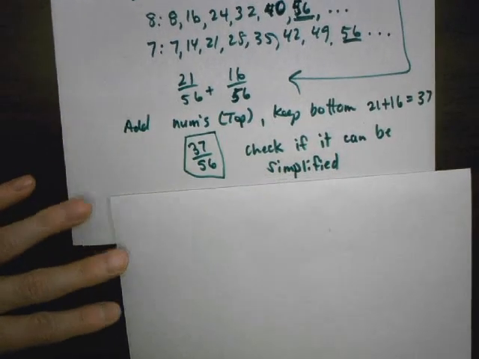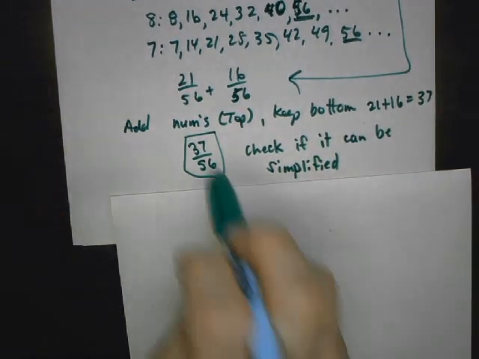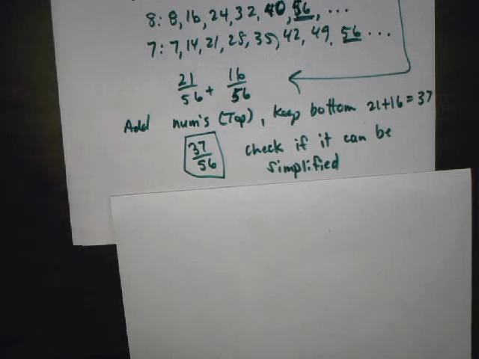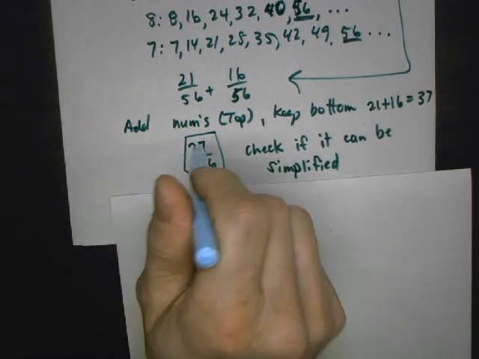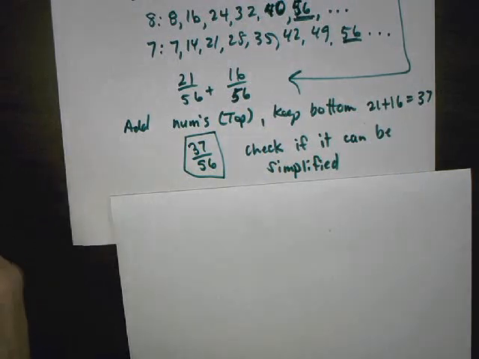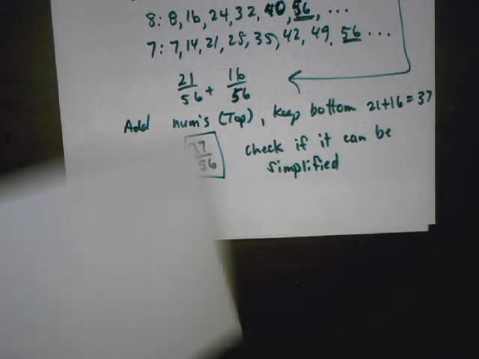And then I try to check to see if it can be simplified. This is already simplified because 37 is prime and 37 does not go into 56. When something's prime, check to see if it goes into the bigger one before you assume it's simplified. Always check.